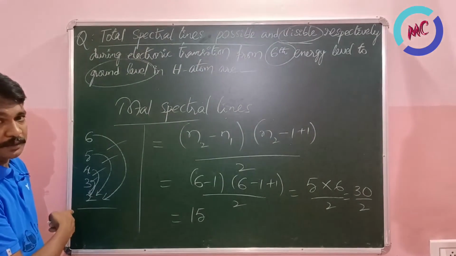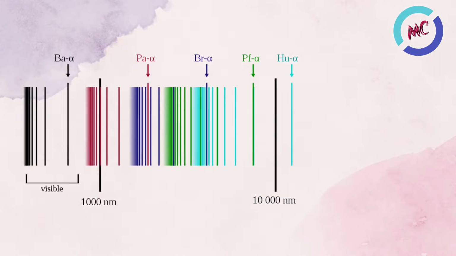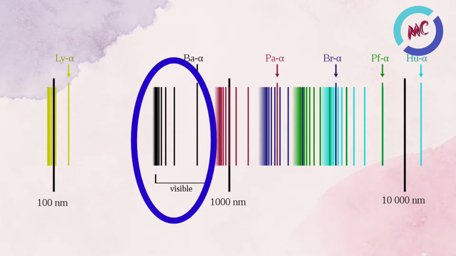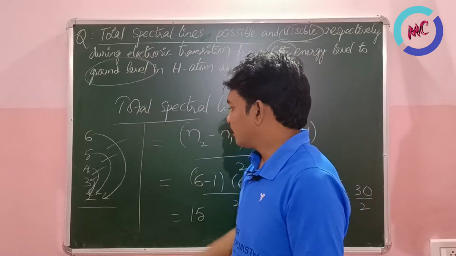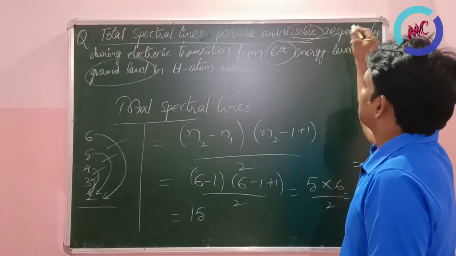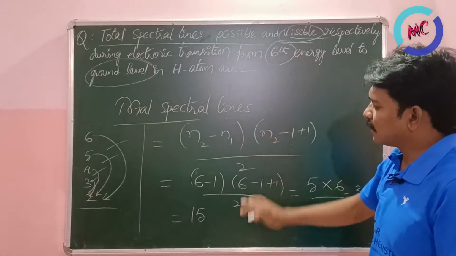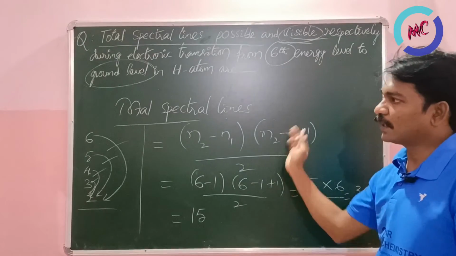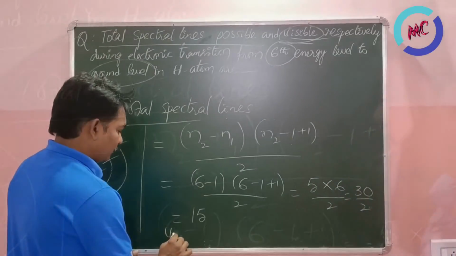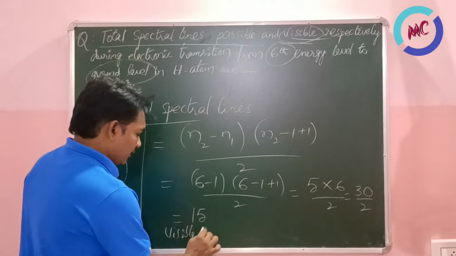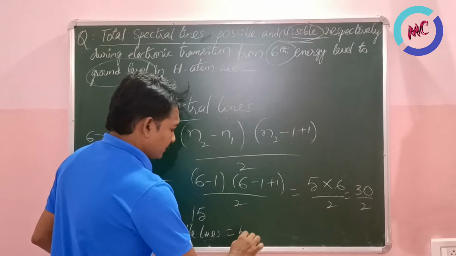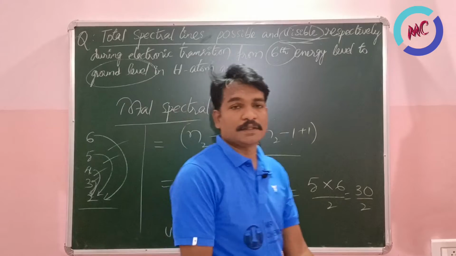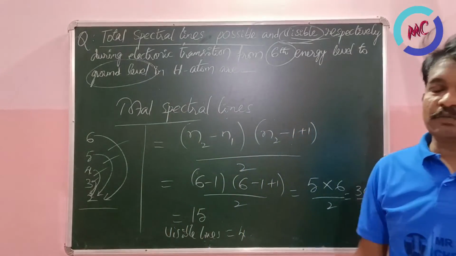Why I wrote 2 here? Because the second one is Balmer series. Balmer series represents visible region. Okay, there are 4 visible and total lines are 15. Out of 15, 4 are visible ones. Visible lines is equal to 4. That's it. Please note down that one and we will move to next one.